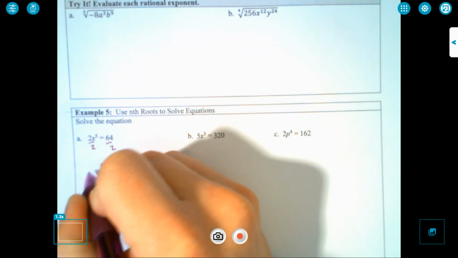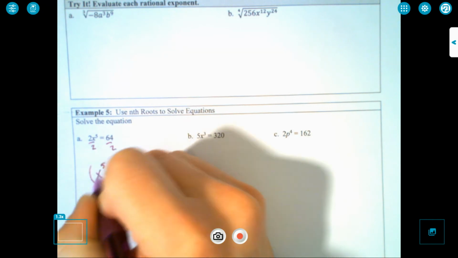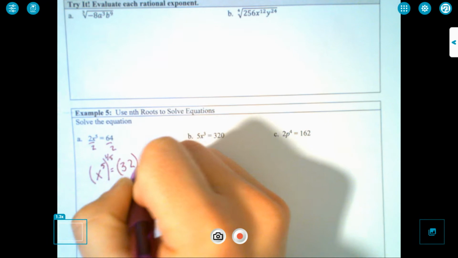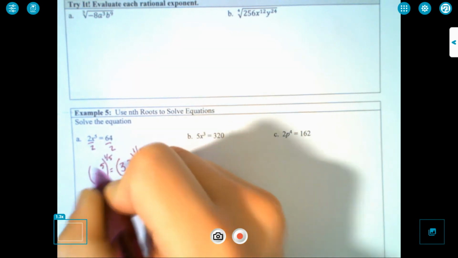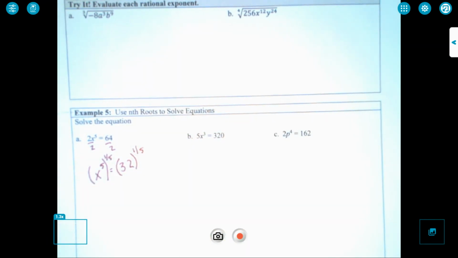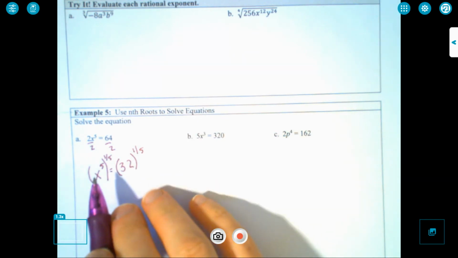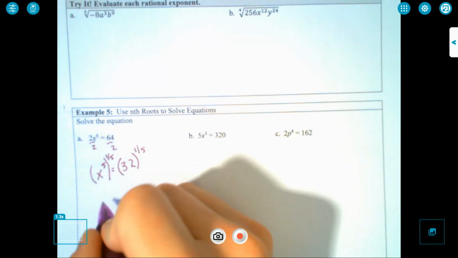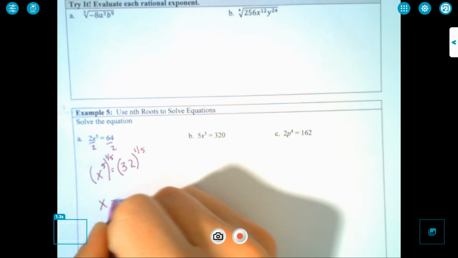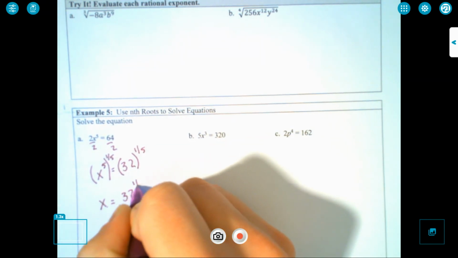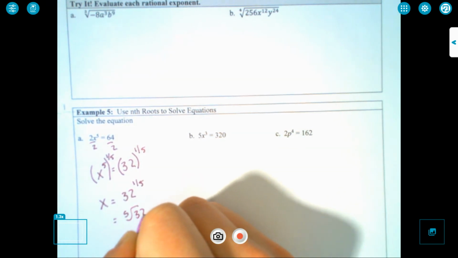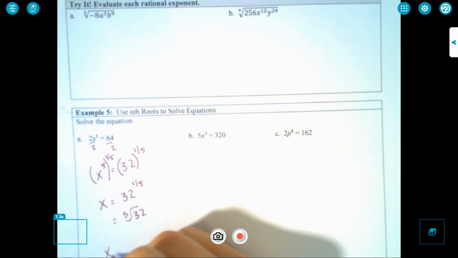There are 2 ways to get rid of the exponent. Since I'm raised to the 5th power, you can either raise each side to the 1/5, so that would make it go away. Whatever the exponent is, you just raise it to the flipped power. Or you can think, if I'm raised to the 5th power, I could take the 5th root of each side. Either way, we're left with x equals 32 to the 1/5, which is the same as the 5th root of 32. The 5th root of 32 is just going to be 2.